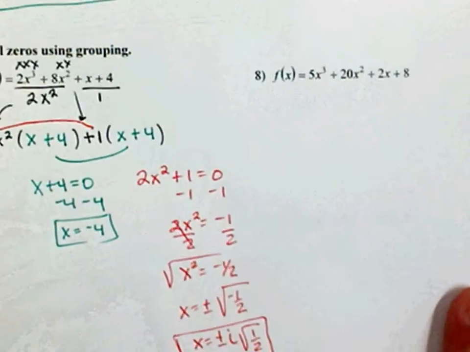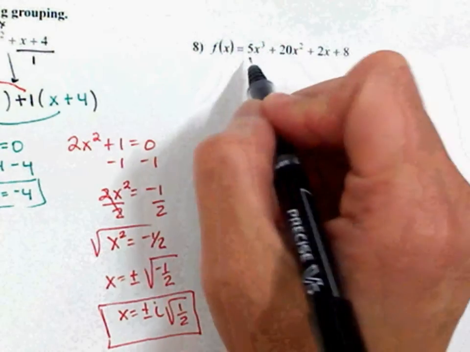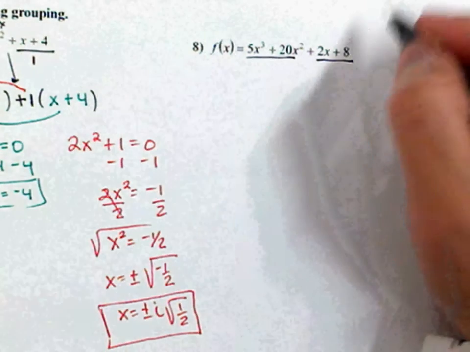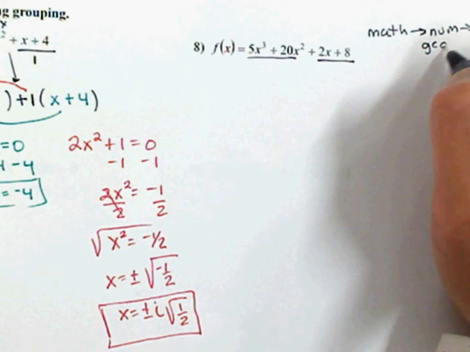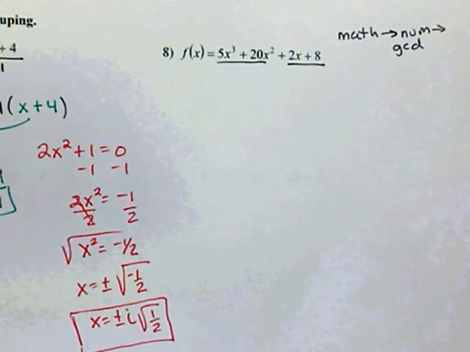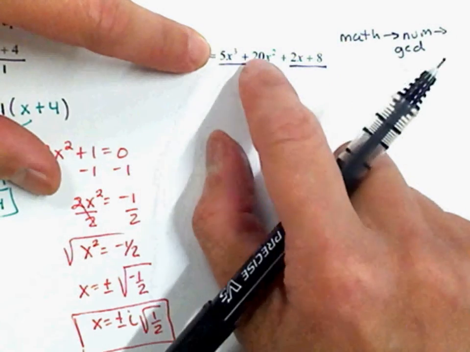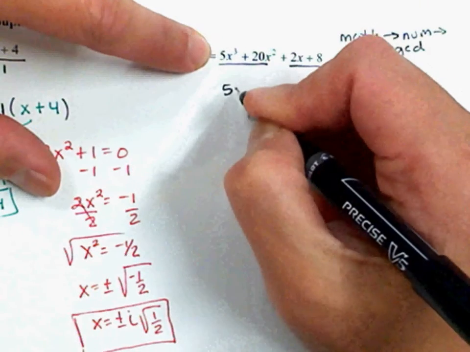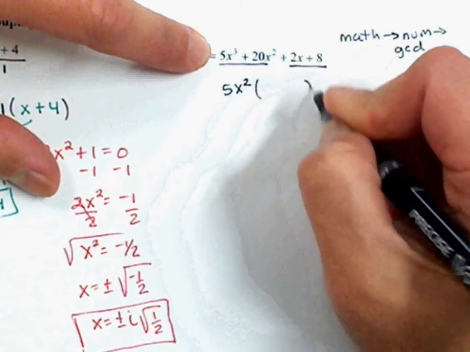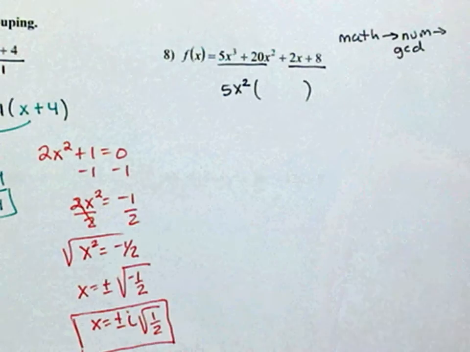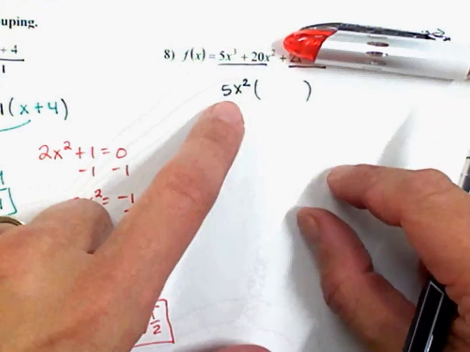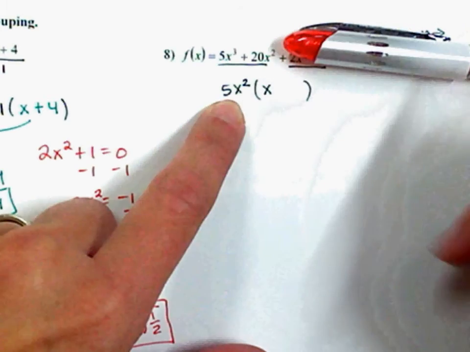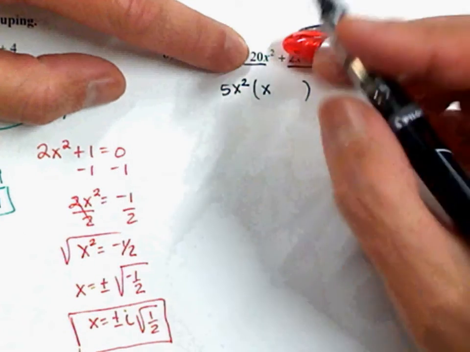Number 8. Group the first 2, group the last 2. You can go to Math, right-click to GCD to see what they have in common, but I'm not going to do that. What do these two numbers have in common? 5x squared. So I'm going to factor out 5x squared, dividing everything here by 5x squared. Notice you can cover this part up for now. 5x to the third divided by 5x squared leaves you x. 20 divided by 5 leaves you 4.